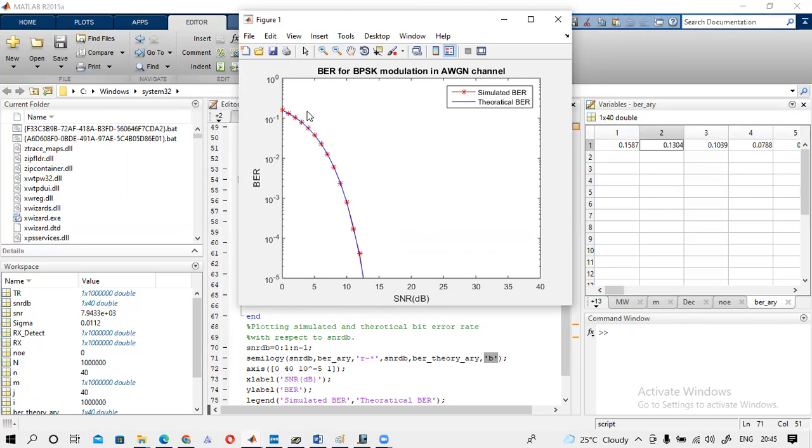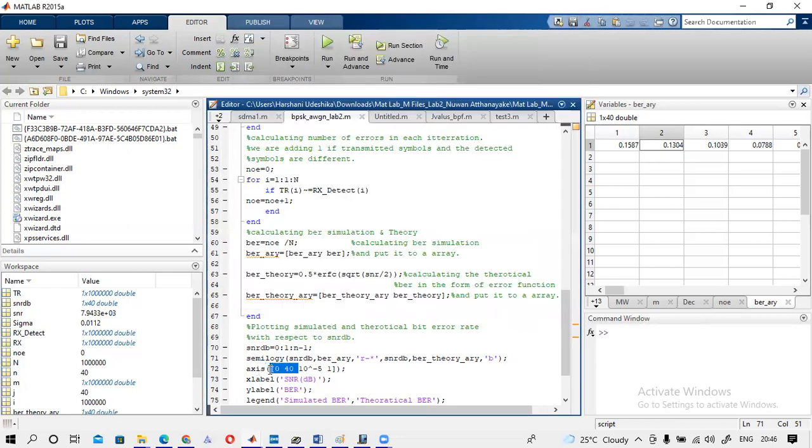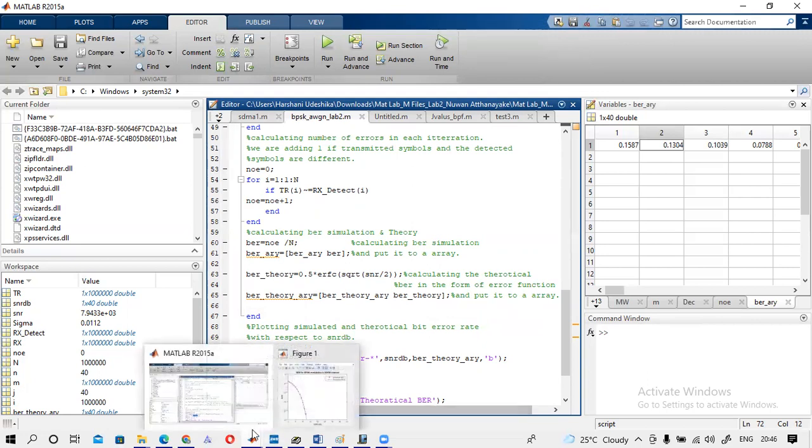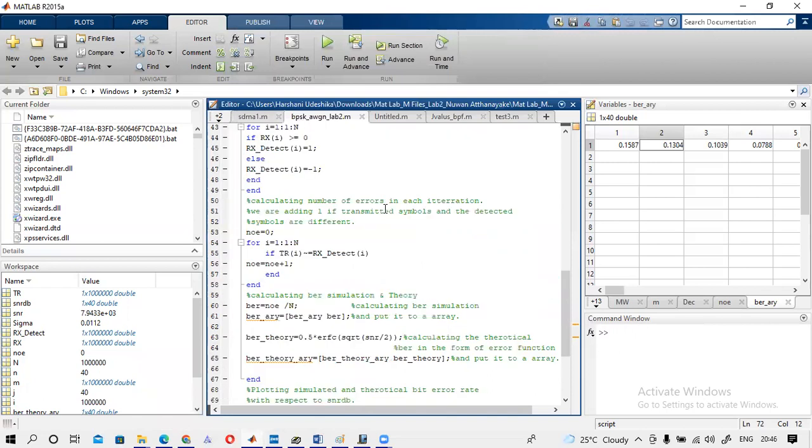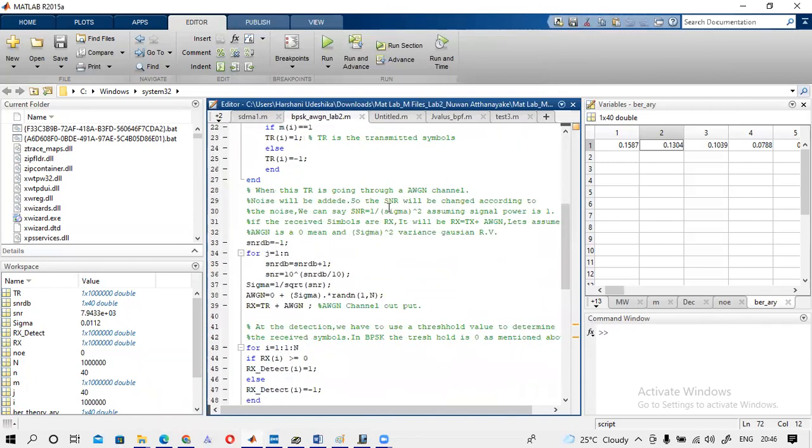I have also put some limits on the axes. This is the limit for the x-axis, 0 to 40, and this is the limit for the y-axis, 10 to the power minus 5 to 1. So I have limited them. You can use this code also.